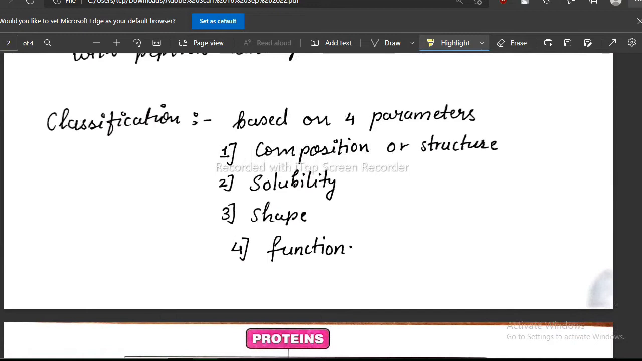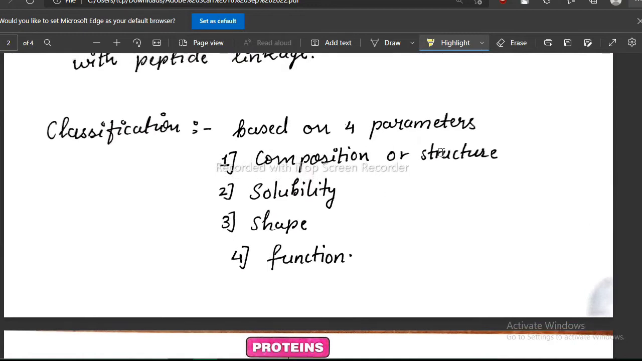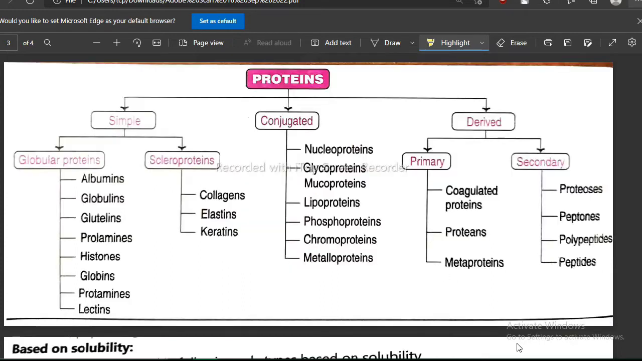Next, let's see the classification of protein based on the four parameters. So protein are classified as the composition or the structure. Next we have the solubility, next is the shape, and the last is the function. So here is the classification of protein. Let's see the very first, that is composition of protein. मतलब ये कैसे compose हुआ है या कैसे बना हुआ है. So let's see that. So here is the classification of protein.